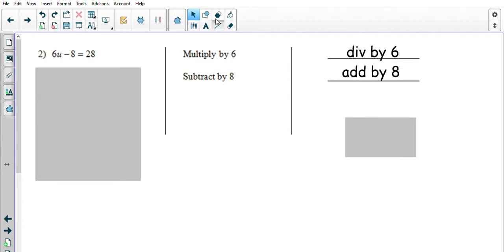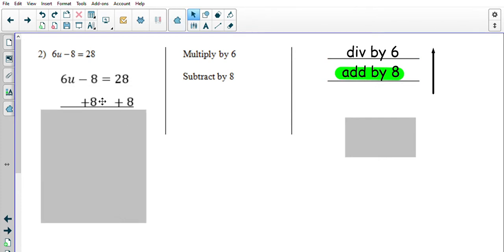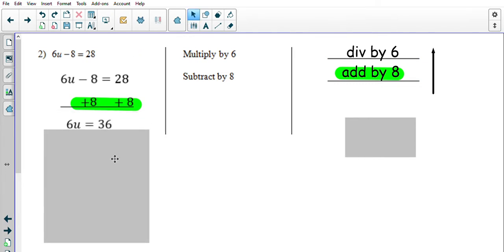So remember that we're going to work in reverse order. So we're actually going to start by adding 8 on both sides. Let me go ahead and highlight that in green for us. So let's add 8 on both sides of our equation. Plus 8 on the left, plus 8 on the right. And again, I'll highlight that in green. Negative 8 plus 8 cancels out. We want to do 28 plus 8, which is going to get us 36. So we have 6u equals 36.